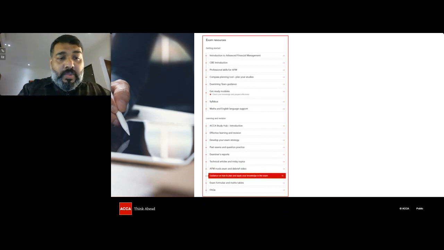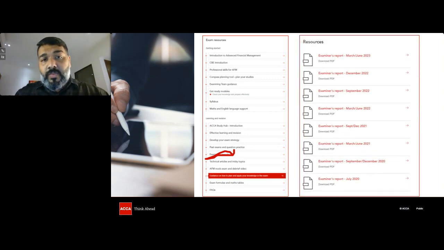Which one are we looking into today? We are looking into the latest one, which has come up: the examiner's report for March June 2023.